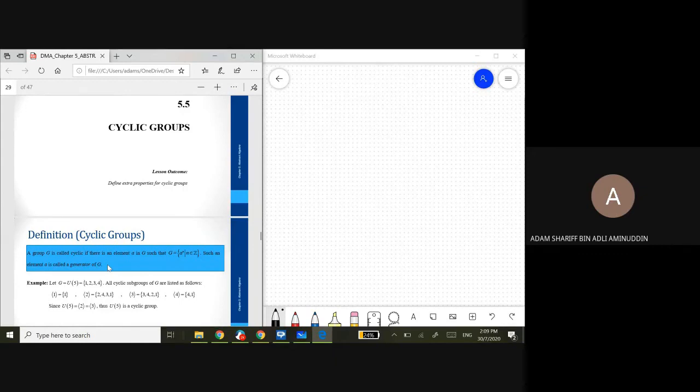Cyclic group is also named cyclic subgroup. A group G is known as a cyclic subgroup if there is an element A such that every element of G is A to the power of n. Such an element A is called a generator of G.